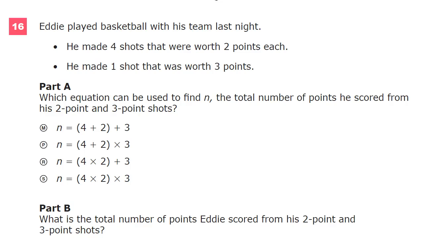This is the grade 3 TNReady math test. This is question number 16 for this one. Eddie played basketball with his team last night. He made 4 shots that were worth 2 points each, and he made 1 shot that was worth 3 points.